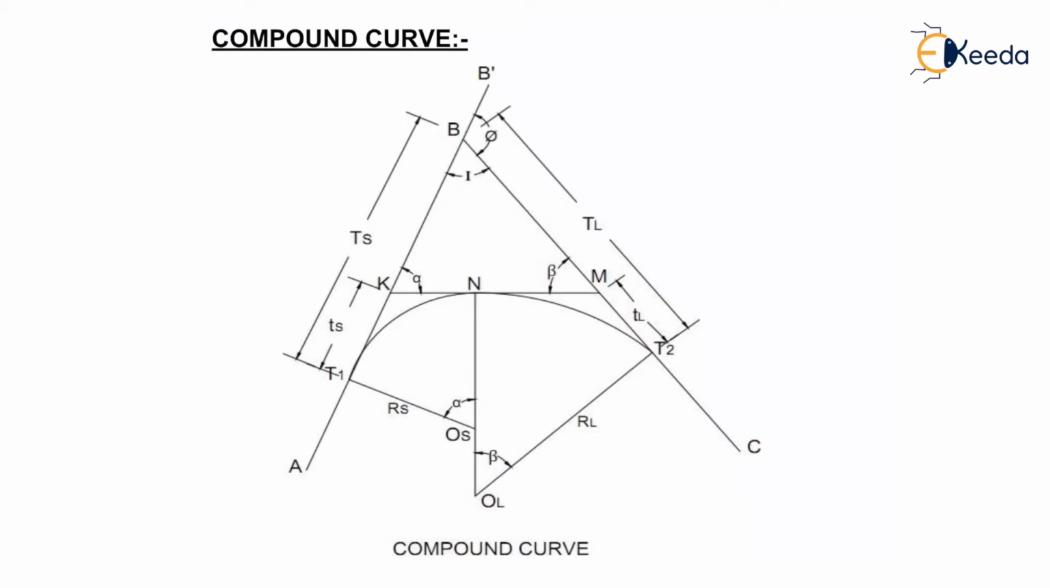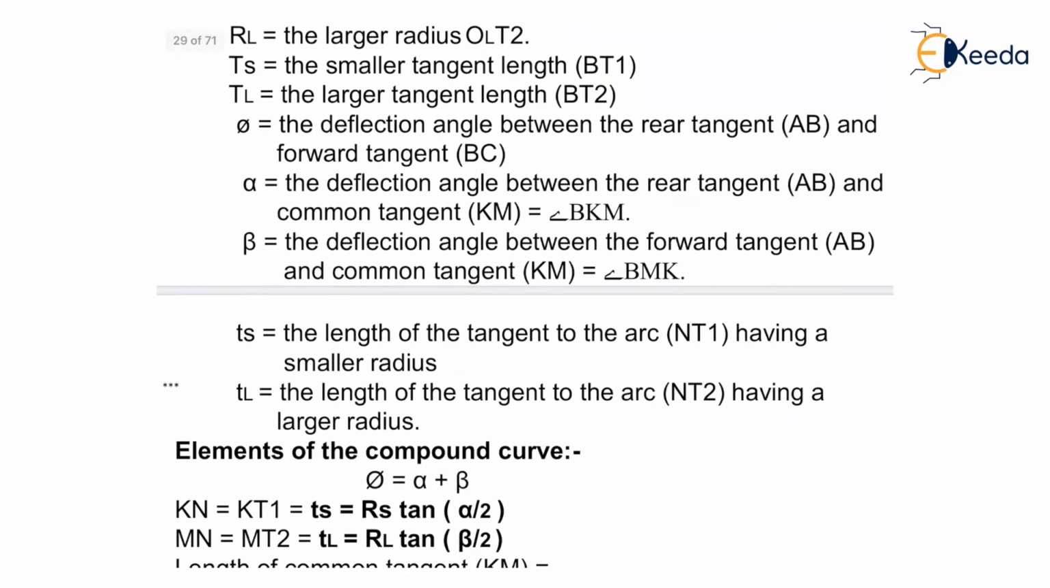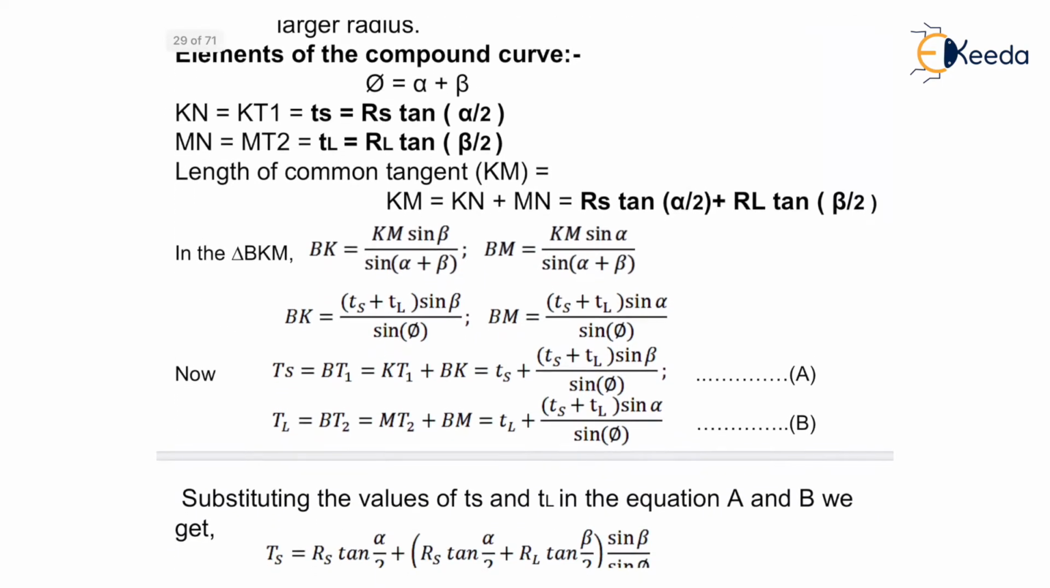In the same manner we can also find BM. Which formula can we use for BM? BM will be KM sin alpha upon sin(alpha plus beta). By knowing BM and BK, we can find TS and TL if they are unknown. By knowing this, we can set out the compound curve by using the following procedure. The procedure I will explain in detail, and all these formulas are given in the next slides. You can go through them later.